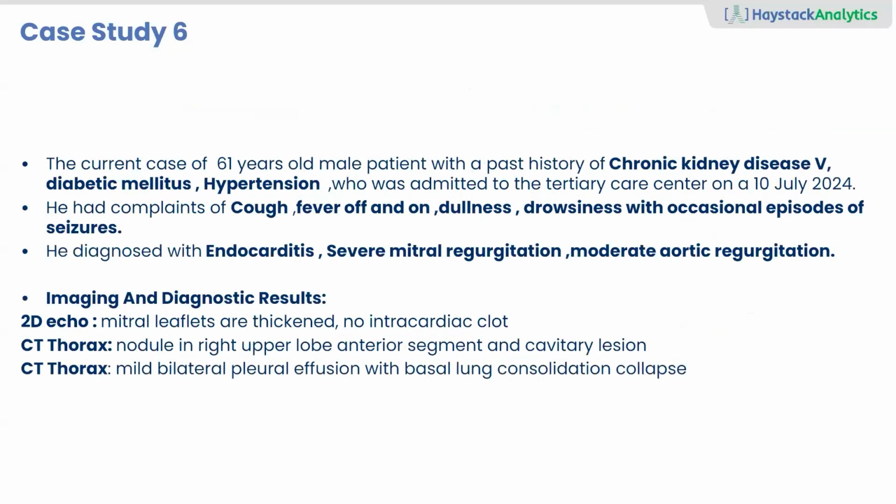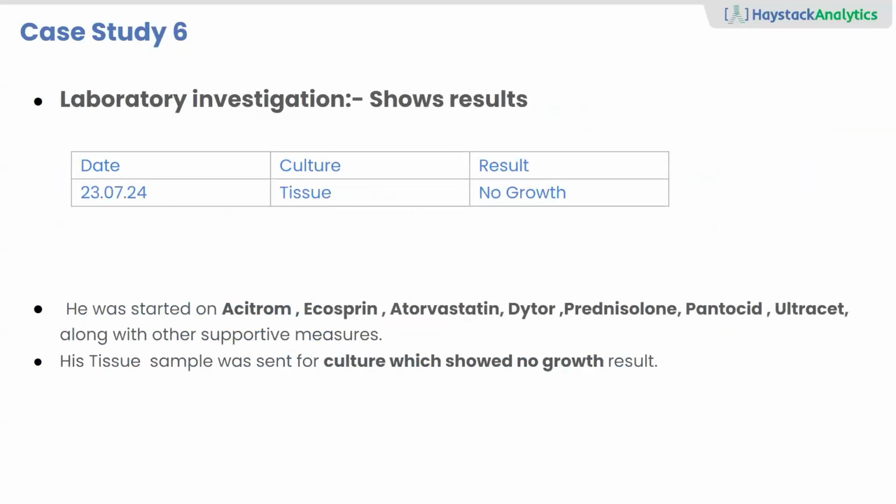Next slide. So another, I think the last case, this is a current case of a 61-year-old patient with a past history of chronic kidney disease, diabetes, hypertension, cough, fever, and dullness. There was endocarditis and moderate-to-severe mitral regurgitation. So we have done the operation and the vegetation tissue was sent to us. Next slide. Culture, no growth, and the patient has started all these treatments. And again, the tissue culture also showed no growth. So in all endocarditis cases, tissue and blood cultures were negative. Next slide.